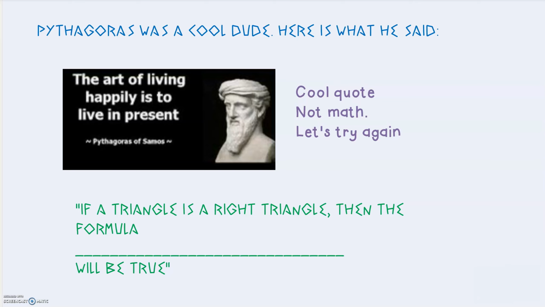He also said, if a triangle is a right triangle, then the formula blank will be true. Now I want you to take a moment and I want you to think about whether or not you know what that formula is. Go ahead and think about it, because I think you do. All right, so if a triangle is a right triangle, then the formula a squared plus b squared equals c squared will be true. And this formula right here, that I'm sure you know, is called the Pythagorean theorem. Right, so just like we said with our goal for today, we're going to use the Pythagorean theorem. Well, this is what it is. This is that Pythagorean theorem.